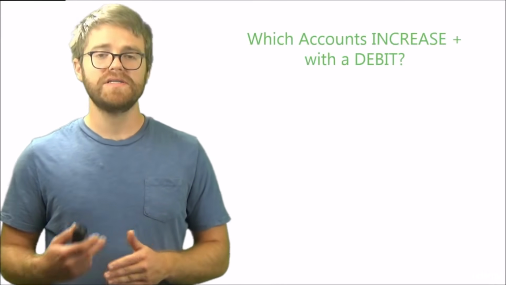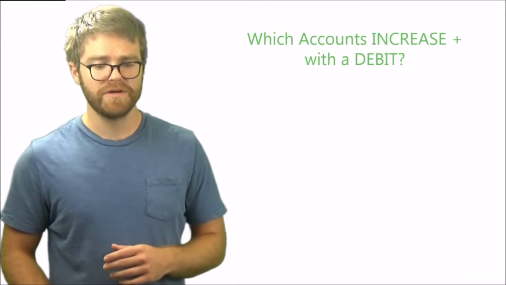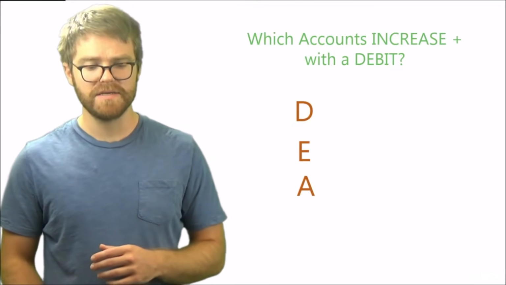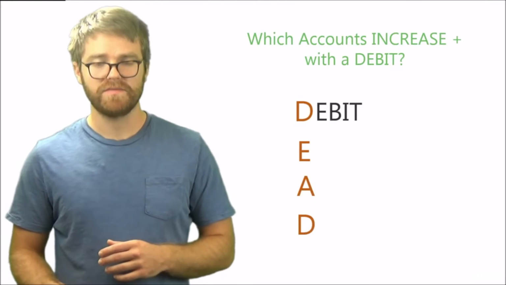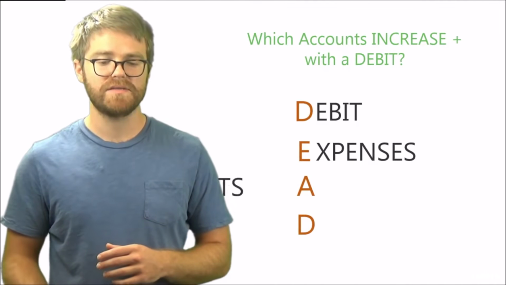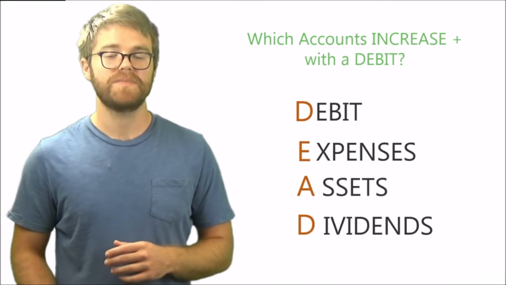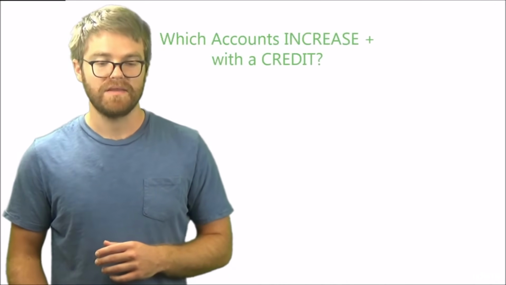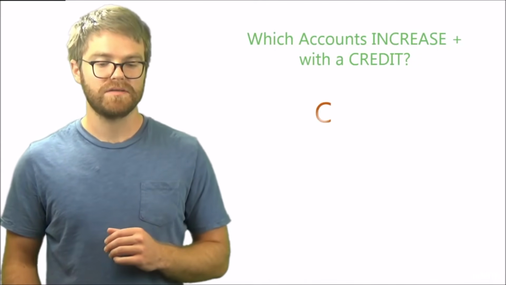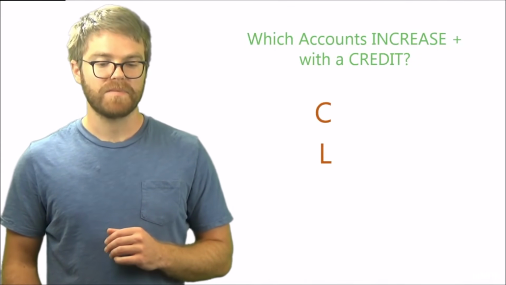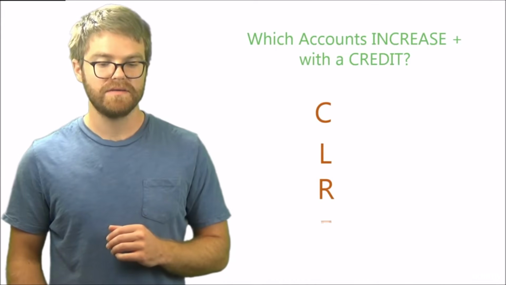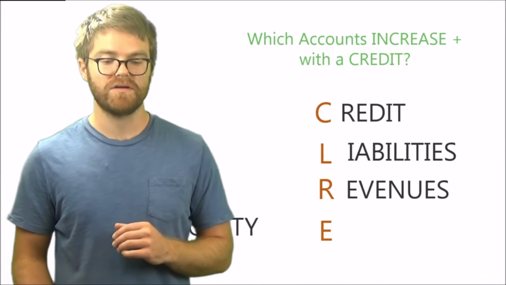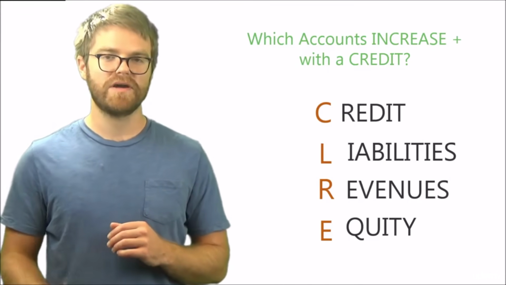So which accounts again increase with the debit? Let's go back over it. D, E, A, and D. You will debit, if it's increasing, assets, expenses, and dividends. That's the rule. Debit expenses, assets, dividends if they're increasing. And then which accounts increase with a credit? C, L, R, and E. Credit, liabilities, revenues, equity, if it's increasing. You credit those if it's increasing.